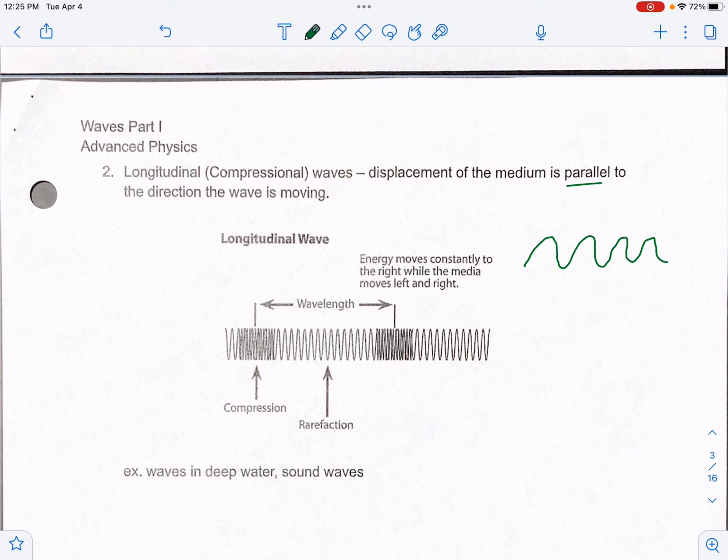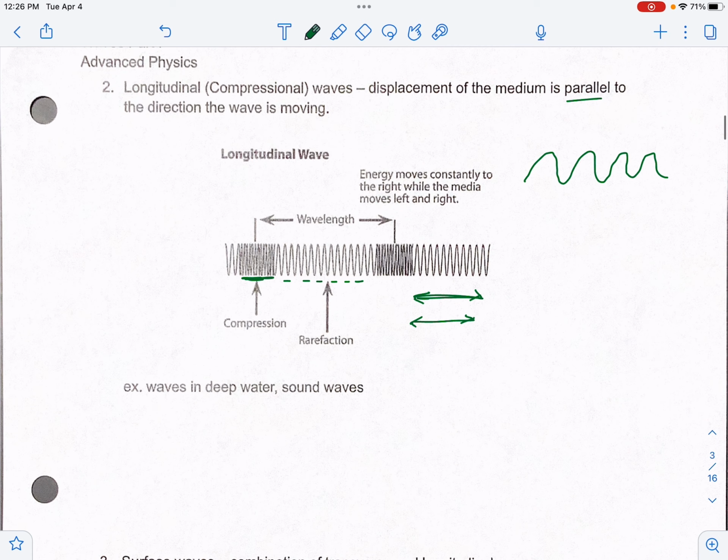Okay, so a compression is when that slinky bunches up right here. Okay, and then a rarefaction is when it stretches out. Okay, so what's happening is your compressions are going left and right, and the direction of the slinky is going left and right. So that is parallel. Okay, so examples in deep water and sound waves.